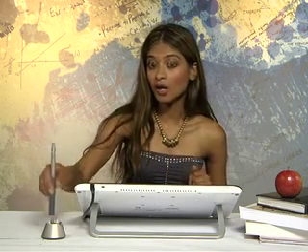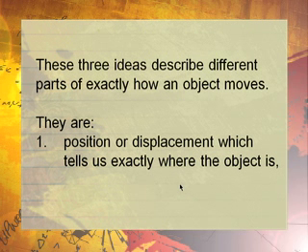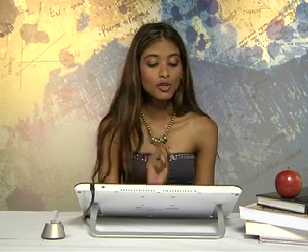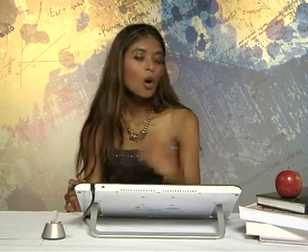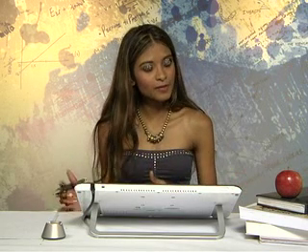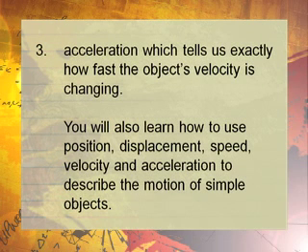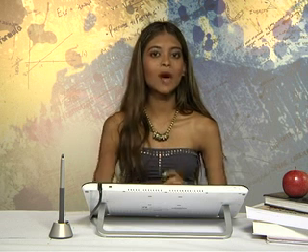And these 3 things are: 1, position or displacement, which tells us exactly where the object is. 2, speed or velocity, which tells us how quickly the object is changing its position, or more simply, how fast it is moving. And thirdly, acceleration, which tells us how quickly the object is changing its velocity. Now you will also learn how to use position, displacement, speed, velocity, and acceleration to describe the motion of simple objects.